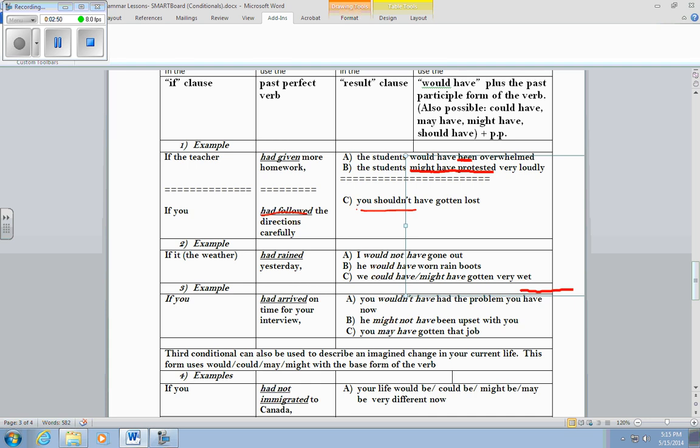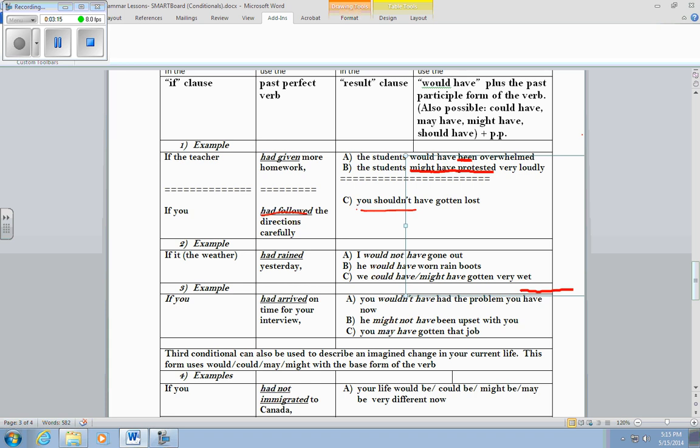Okay, so if we go back to example 1 and we look at if the teacher had given more homework, the students would have been overwhelmed. But the fact is that the teacher didn't give more homework. So what we're doing is imagining what might have happened if she had done that, but she didn't. Let's look at example 2.